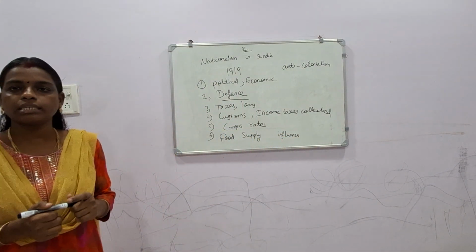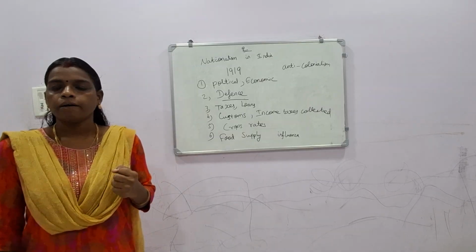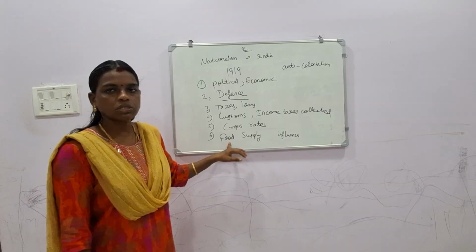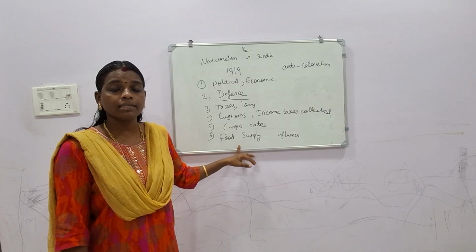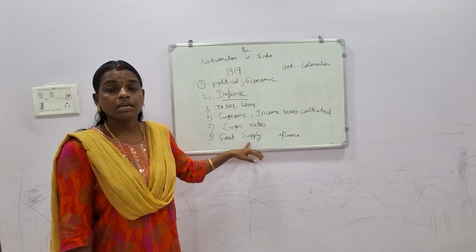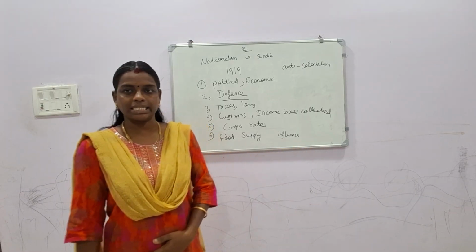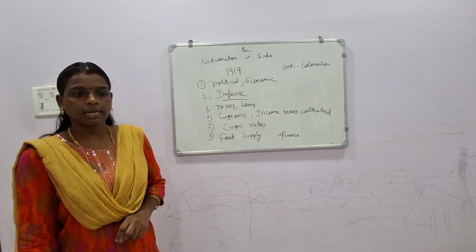Influenza is one kind of disease which easily spreads among the people, no? That influenza also spread there when there was a food supply shortage. So some people died due to the food supply shortage, and some people died due to the attack of epidemic diseases. So many problems occurred.